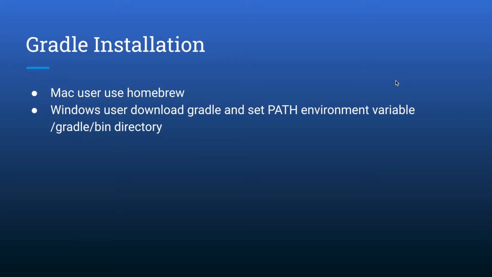Gradle installation. The first part is to install Gradle on your machine. Mac users can use Homebrew. The command is brew install gradle. That's all. And you have to set up the path. You can find the installation steps from Google. Windows users can download the zip file and set the path in the environment variable with the bin directory. So it's quite simple, you can do it in a minute.